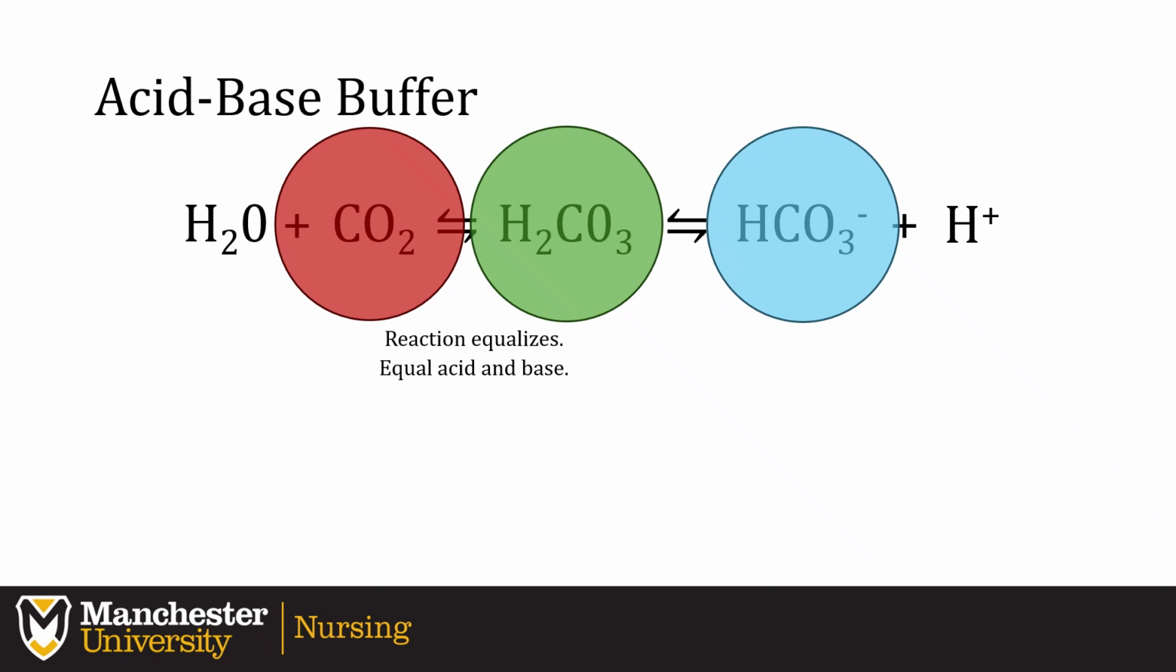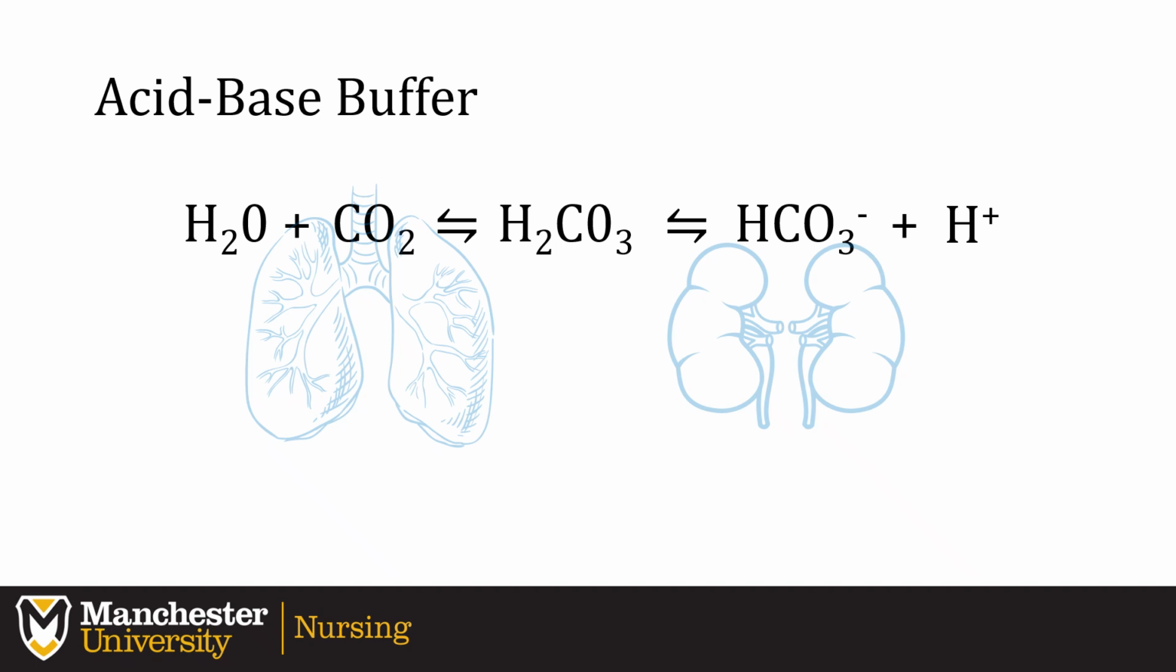The system can respond to changes in acid and base content, but its ability to respond is not unlimited. Bigger changes in acid or base content can overwhelm the system, causing the body's pH to change. The body's buffer system is optimized for a pH of 7.35 to 7.45.